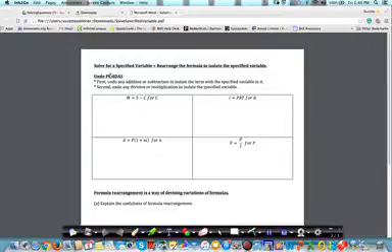So PEMDAS says to do the parentheses and the exponents, the multiplication and division, and then the addition and subtraction. You are actually going to work your way backward through PEMDAS when you're doing this. So first you're going to undo the addition and subtraction to isolate the term, and then you're going to undo the multiplication and division to isolate the actual variable. So in this case, they want us to solve for C.